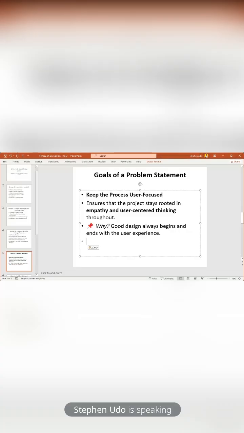So it ensures that the project stays rooted in empathy and user-centered thinking throughout. Why? Good design always begins and ends with the user experience, not your own experience. It's the user experience.